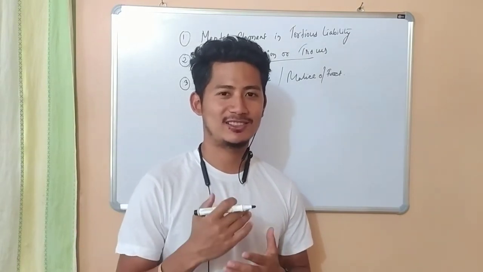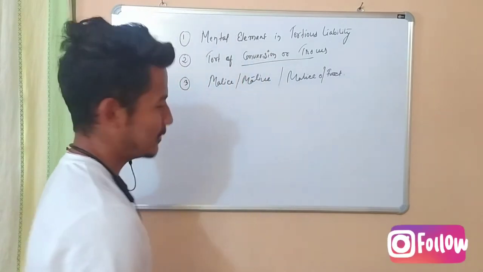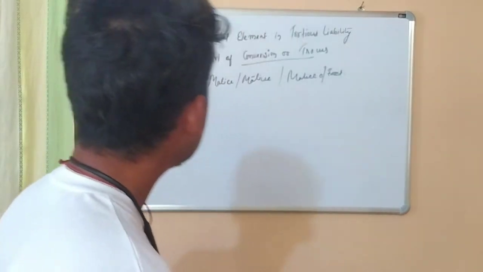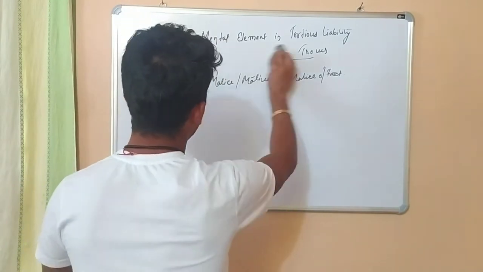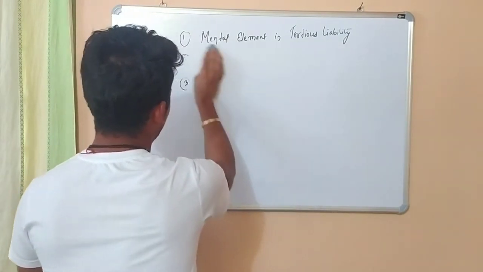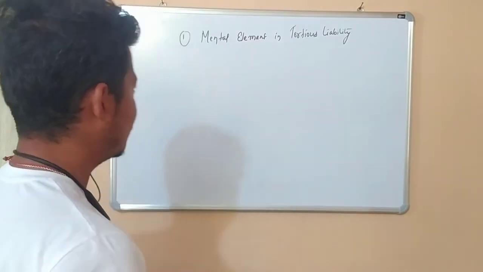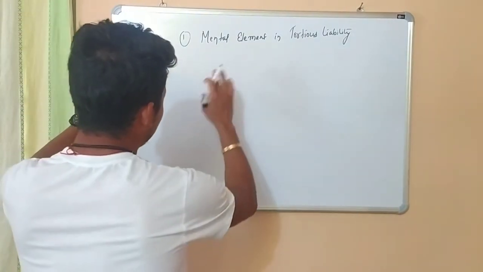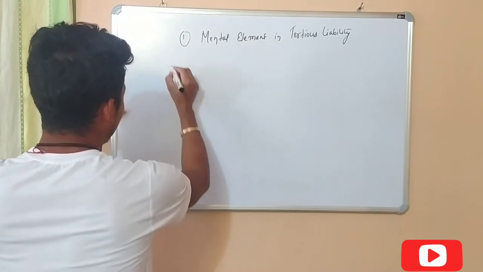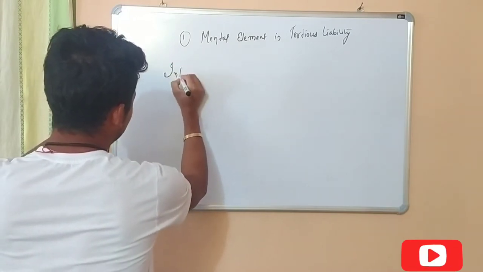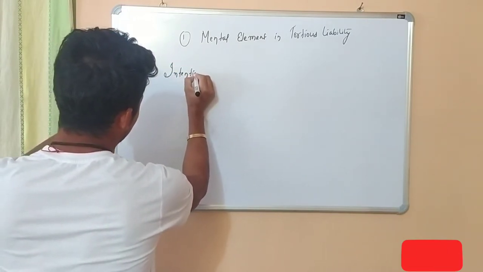So let's start. First of all, we will learn the mental element in tortious liability. Let's understand this first. What is mental element? It means intention. It is talking about the intention.